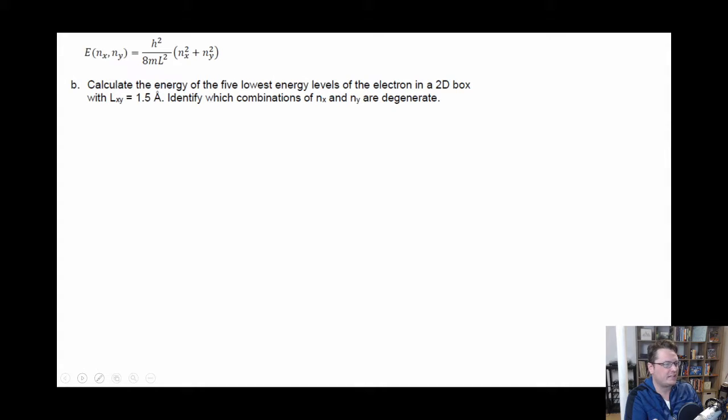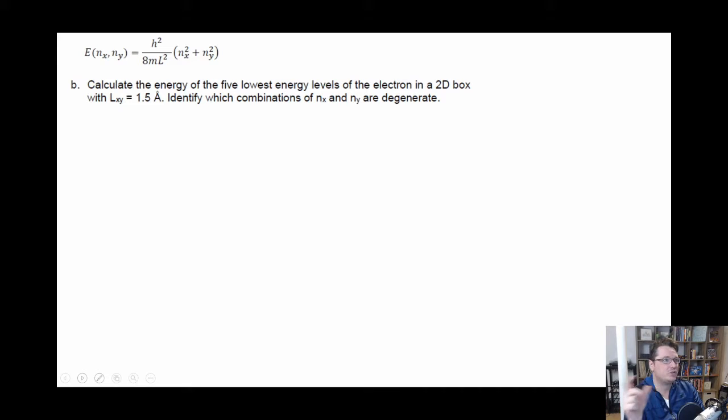So part B, calculate the energy of the 5 lowest energy levels of the electron in a 2D box with Lxy equal to 1.5 angstroms. Identify which combinations of Nx and Ny are degenerate. One thing that we have to do is use that equation. Because both Lx and Ly are equivalent, they're both 1.5 angstroms, that makes our equation a lot easier.